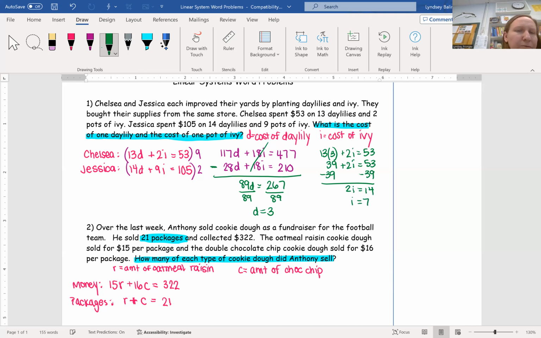And I should have mentioned this before. That's silly of me. But in the end, with our word problems, we're not going to leave it like this. We're not going to write it as an ordered pair. We're going to answer the question. So it wants to know the cost of each. So I'm going to say a daylily is going to be $3 and a pot of ivy is going to be $7. So I'm going to label my answer so I can clearly see what my answer is.